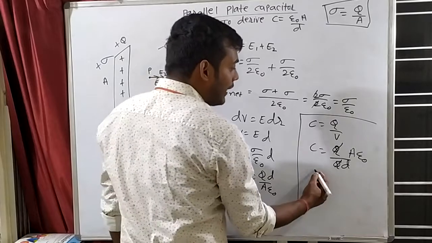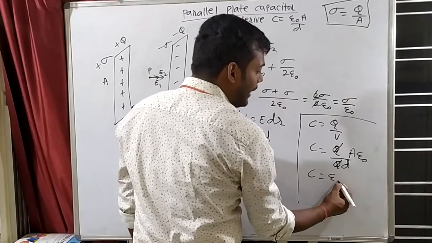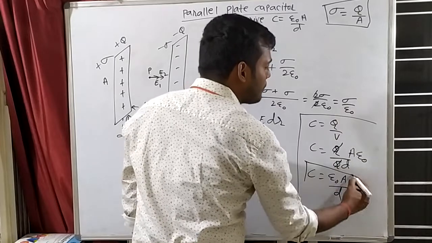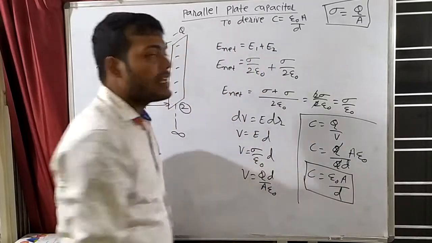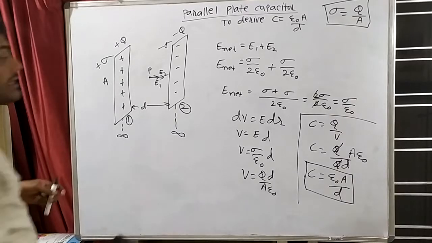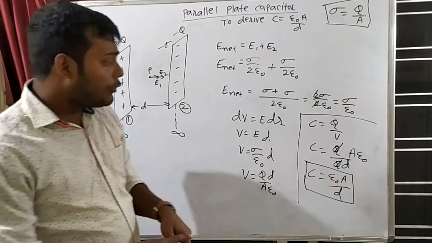Both get cancelled, and what will remain? Epsilon naught A by D. What will remain? Epsilon naught A by D. Hence this is proof that capacitance of a capacitor is equal to epsilon naught A by D. Copy it fast. Clear? Capacitance is equal to epsilon naught A by D.